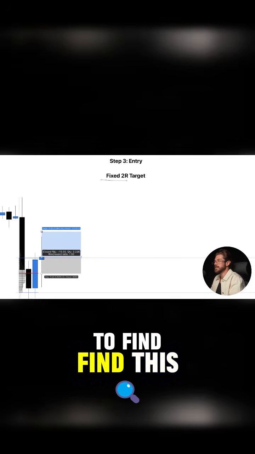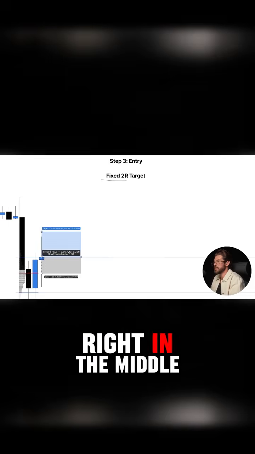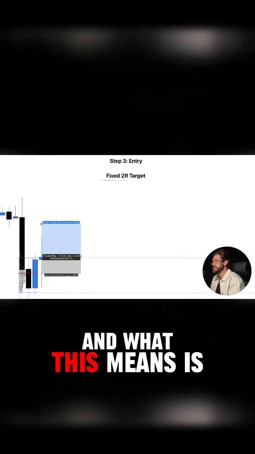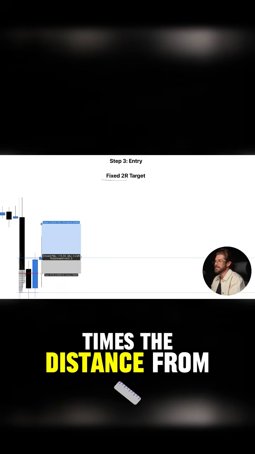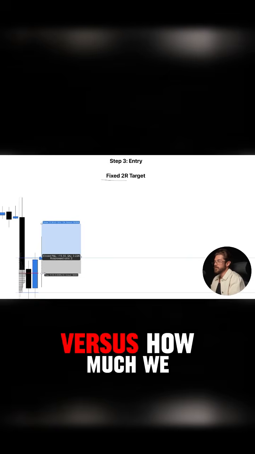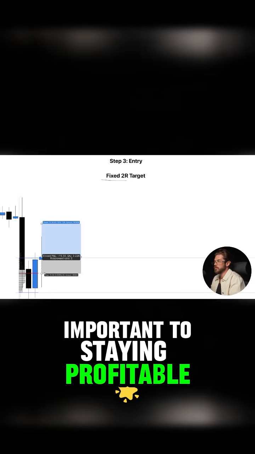And for our target, we're going to be going for a fixed 2-to-1 risk to reward. To find this, you're going to go on the tool right here, and you see that risk to reward ratio right in the middle. You want to drag your target until that ratio is 2. And what this means is our target is 2 times the distance from our entry as our stop is, meaning we make twice as much profit when we win versus how much we lose when we're wrong. And this is very important to staying profitable in the long term.